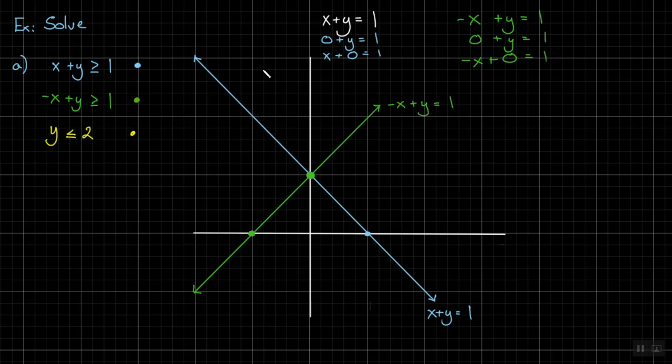The last line, what does it look like? It's a horizontal line through y equals 2. And it's up here. Okay.